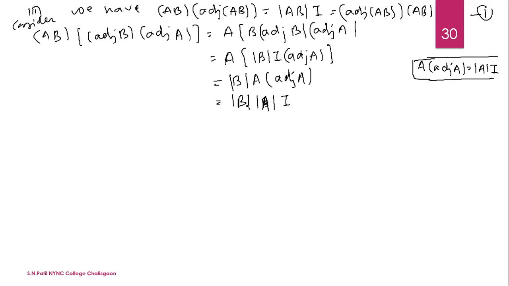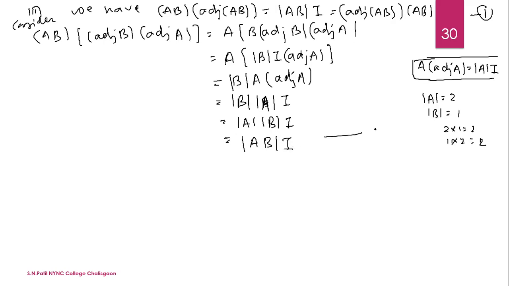Okay. Now see, this is the value. Suppose determinant of A is 2 and determinant of B is 1. So determinant of B into A, that is 2 into 1. Otherwise A into B, that is 2. It can be written as determinant of A into determinant of B, no problem, into identity matrix. Now apply the determinant property, determinant of A into B into identity matrix. Say equation number 2, and this is equation number 1.